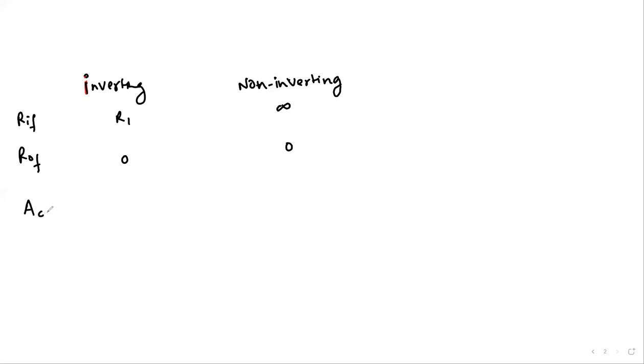Similarly, the gain, which is the closed loop gain or gain with the feedback, is defined as minus RF over R1. The negative sign indicates that it is inverting. The output is in 180-degree phase shift with respect to the input. And the gain for the non-inverting case is 1 plus RF over R1. So these are the values that we've seen.